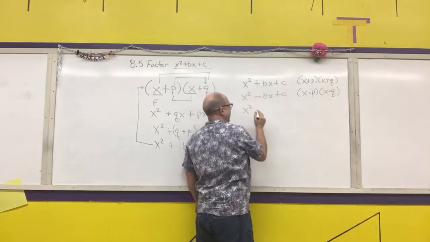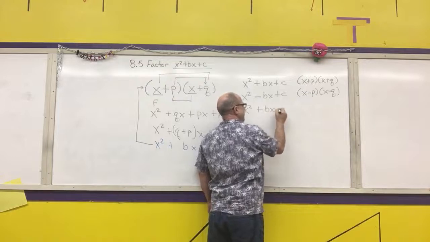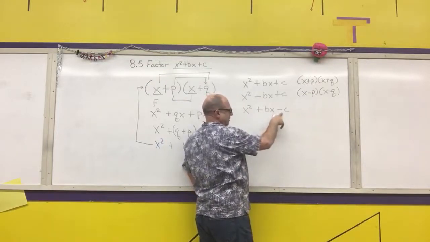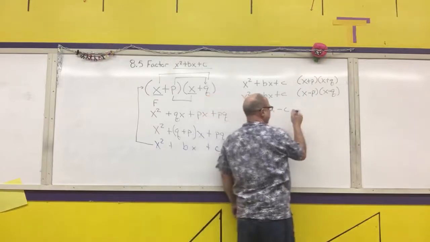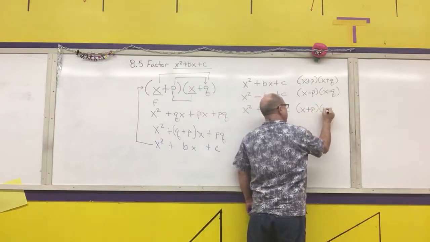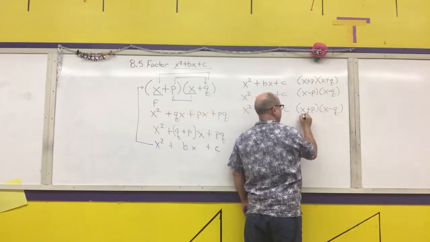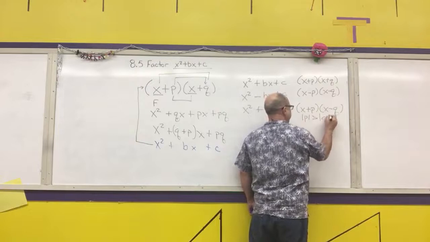Then I can have x squared plus bx minus c. The two numbers have to have opposite signs, and then the one with the largest magnitude has to be positive. So I'd have x plus p times x minus q, where the absolute value of p is greater than the absolute value of q.